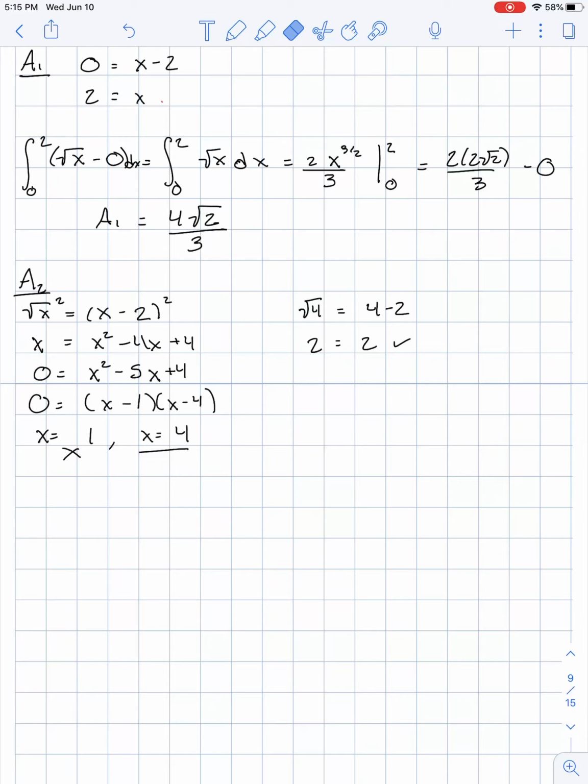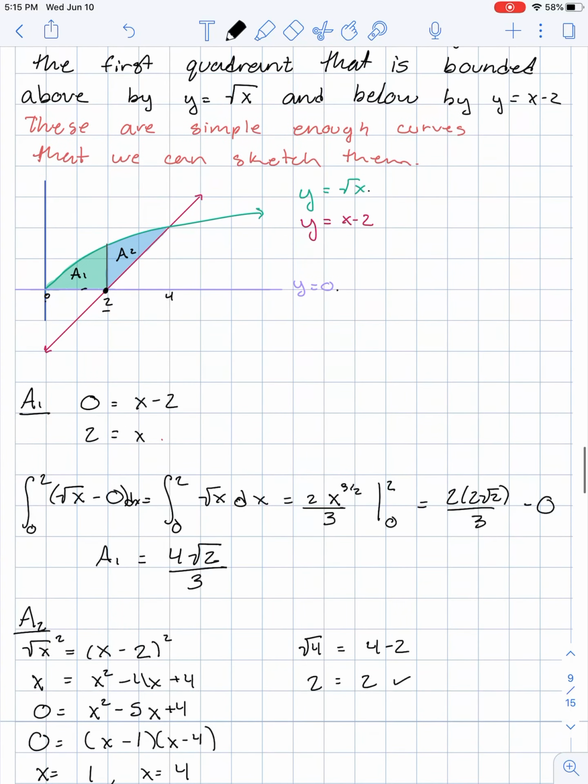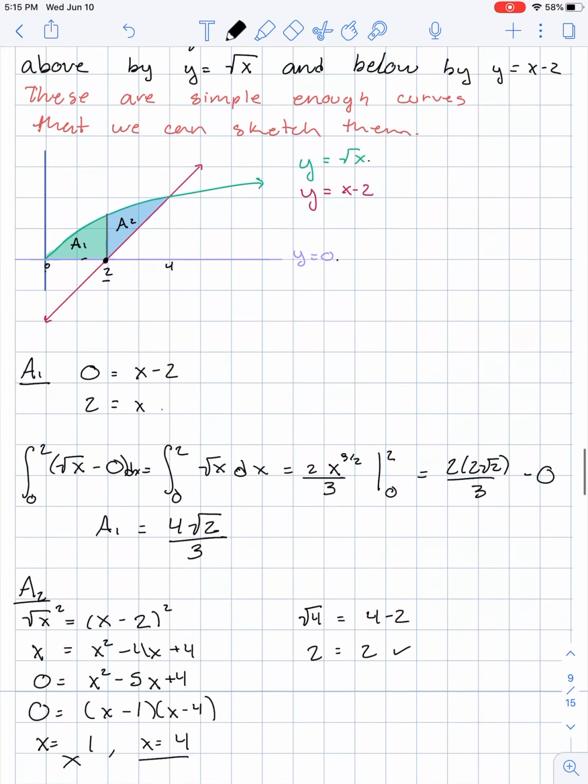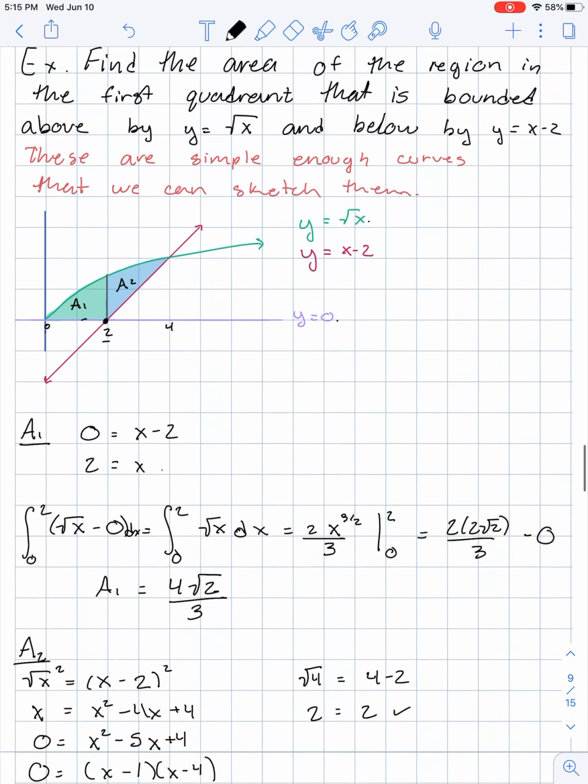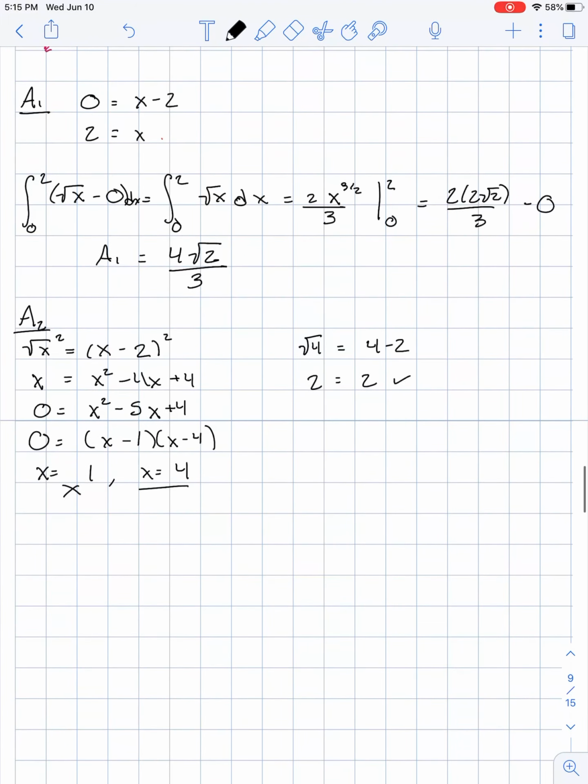I don't recommend plugging in your endpoints, because that's usually where they're going to equal each other. So even in this case, x equals 2 is not where they meet, just to save yourself a little bit. You can do a point in between 2 and 4, and I would choose 3.